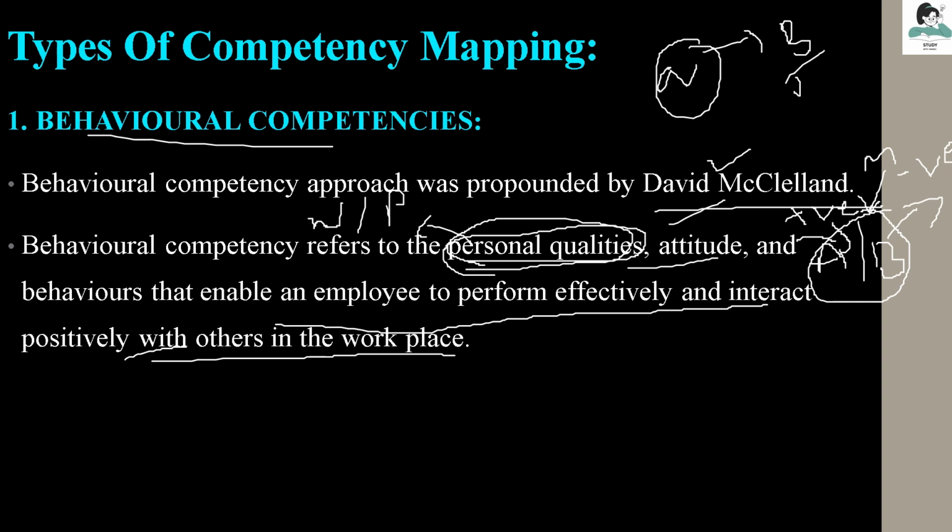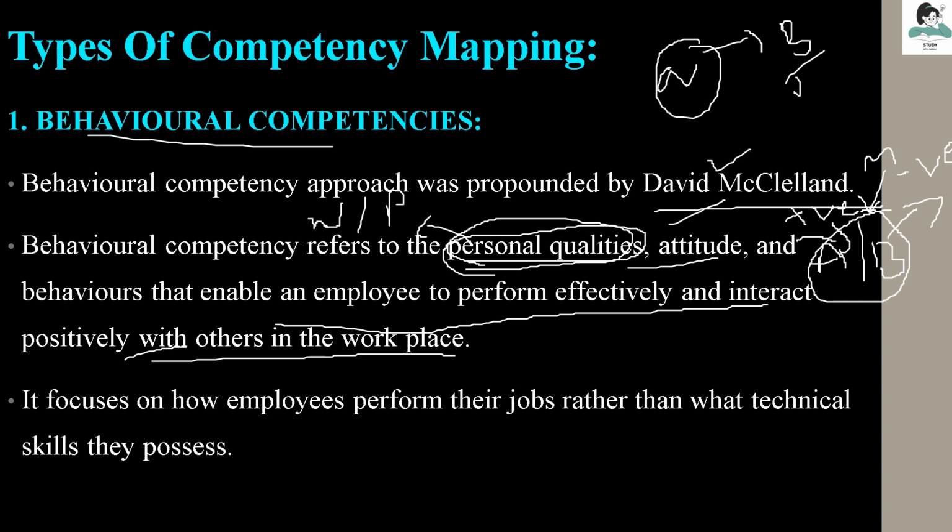Behavior refers to the way a person acts and interacts with others, like respecting your colleagues, being punctual and on time in the office, listening carefully while someone is speaking with you, or helping your teammates. All this comes under behavior. Now, it focuses on how employees perform their job rather than the technical skills they possess. Technical competence tells us what an employee knows, what skills he has. But behavioral competencies tell us how the employee performs the job, how he reacts towards the work, right?